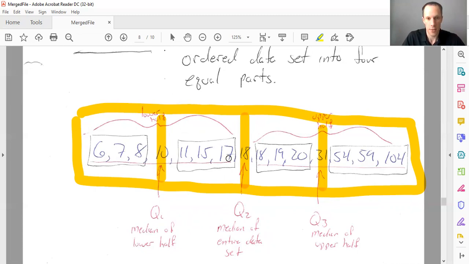Well, the 3 places where I cut the cake are what I'm going to call my quartiles, Q1, Q2, and Q3. So Q2, which is the one we found first, is the median of the entire data set. Q1 is the median of everything to the left of that. Q3 is the median of everything to the right of Q2. So we can get these 3 quartiles, Q1, Q2, and Q3.